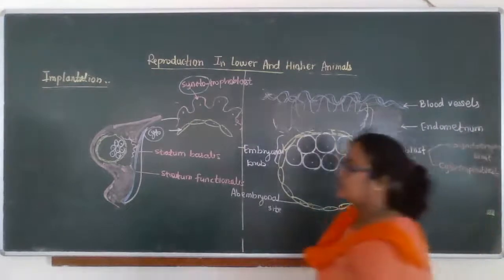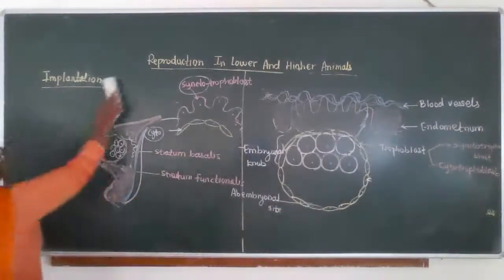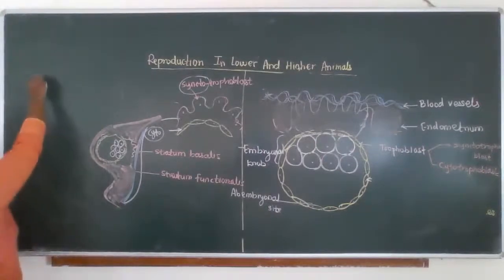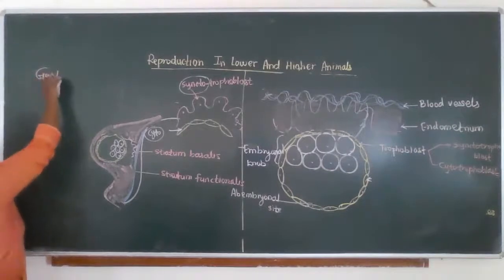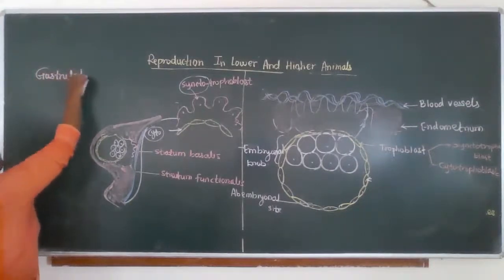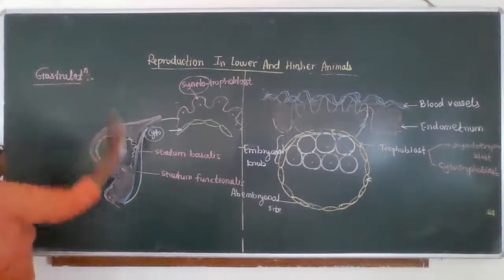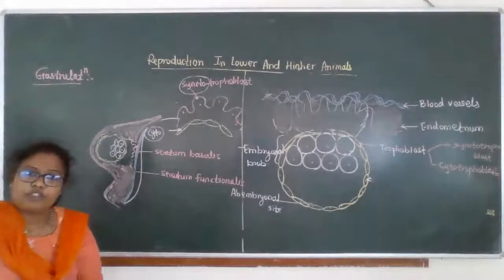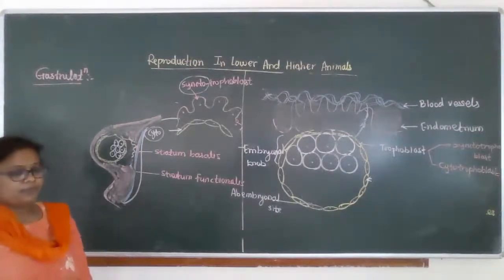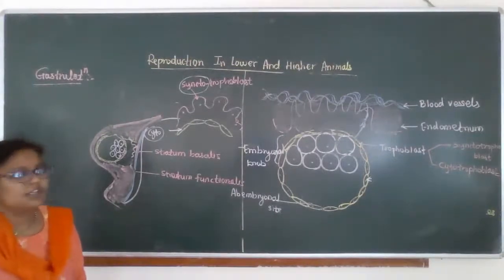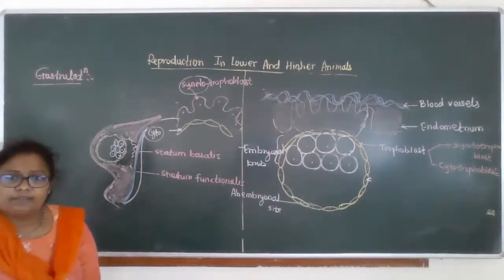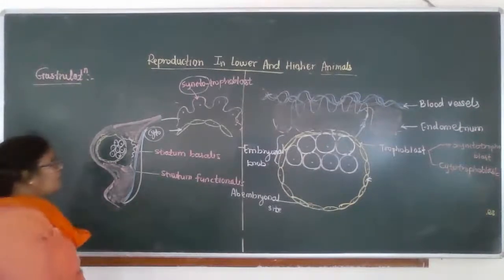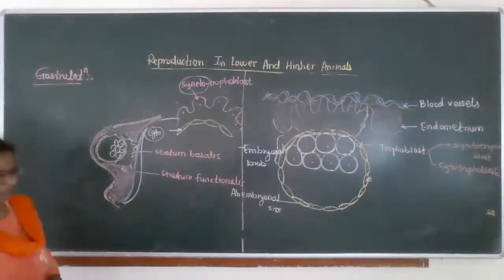Okay, now we are turning towards gastrulation. So what do you mean by gastrulation? During gastrulation, the formation of germ layers takes place. And so many biochemical changes as well as physiological and morphological changes happen in this, right? So what happens during this?